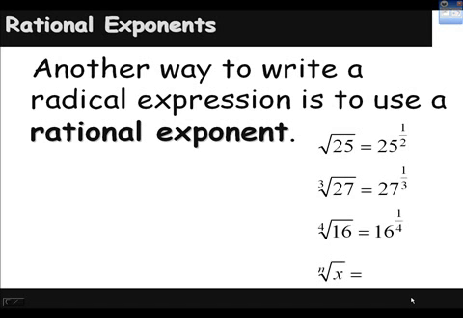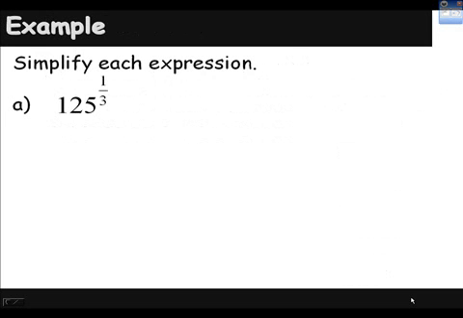This pattern continues for any nth root of x. That's exactly the same as x to the 1 over n, or 1/nth power. In this example, we're asked to simplify the expression, 125 to the 1/3 power. If we understand that's just the cube root of 125, then we should know that's 5.